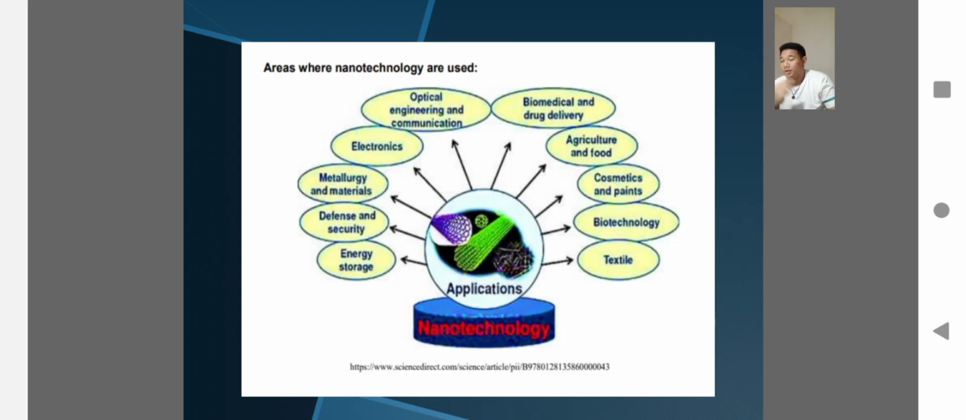These are the areas where nanotechnology is used: energy storage, defense and security, metallurgy and materials, electronics, optical engineering and communication, biomedical and drug delivery, agriculture and food, cosmetics and paints, biotechnology and textile.